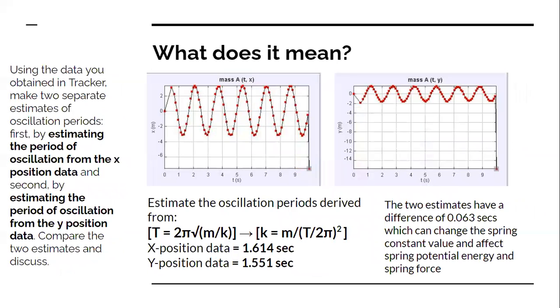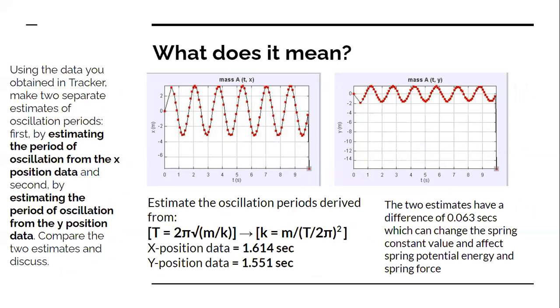We also wanted to estimate the oscillation periods in the x direction and the y direction, so we want to use two different sets of data to define this. For the x position data, we find that its average oscillation period is about 1.614 seconds. And for the y position data, we find it's about 1.551 seconds.